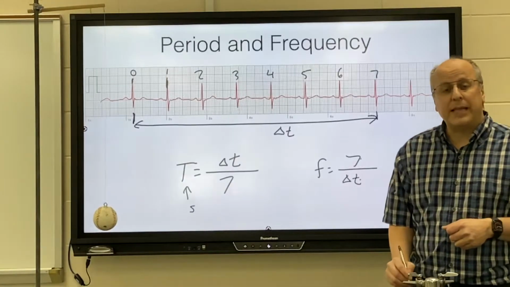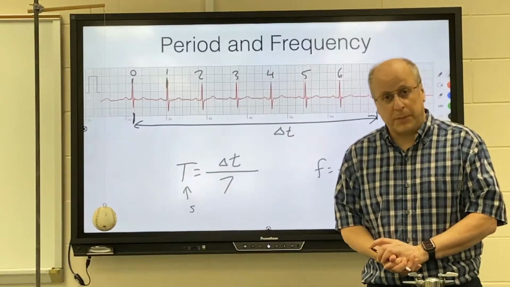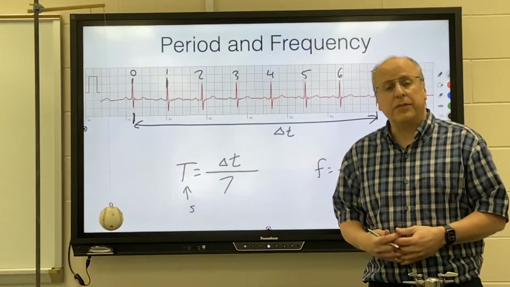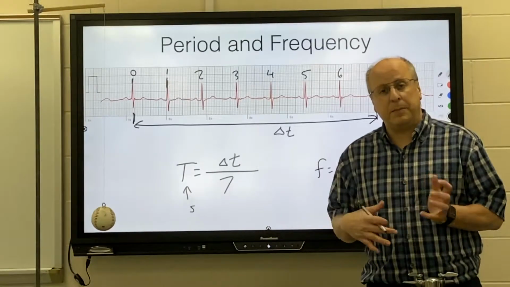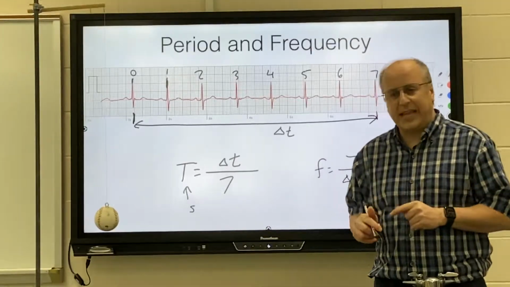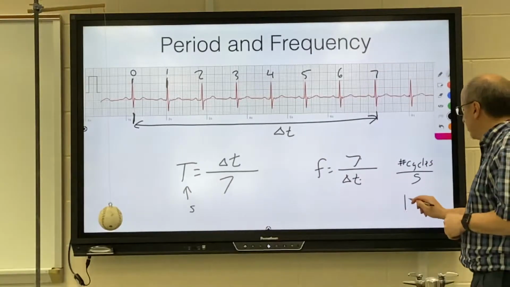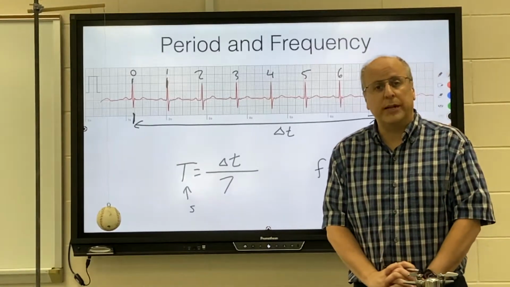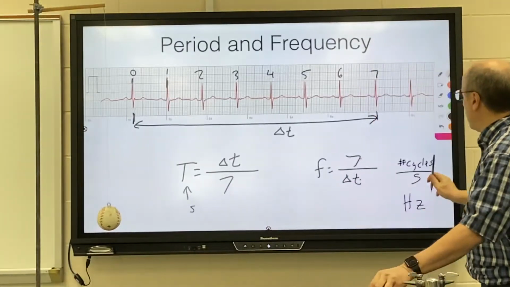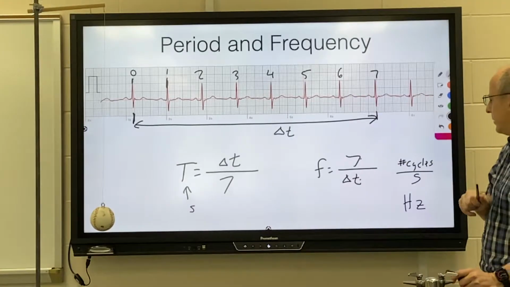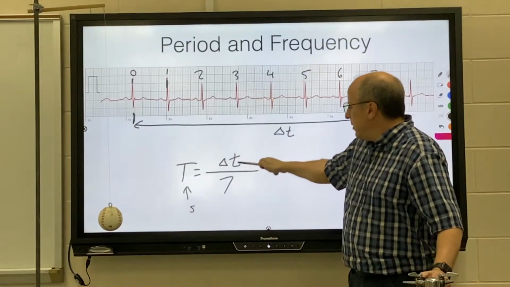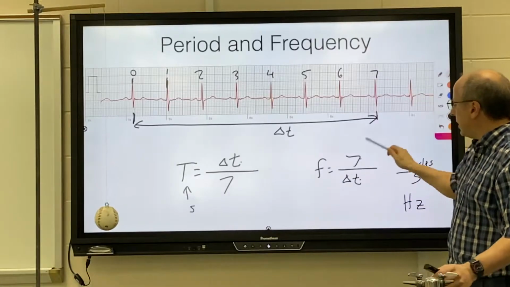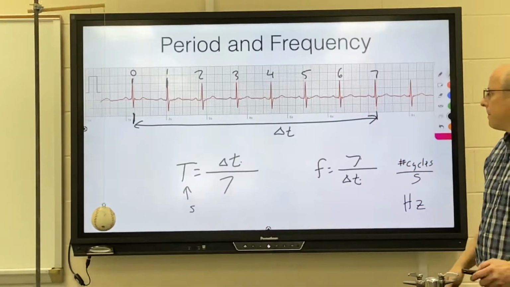Sometimes you'll multiply that by 60 to get cycles per minute. So in the medical field, they usually care about how many beats per minute there are. But that's not the standard. The standard is cycles per second, and that is usually referred to by the unit hertz. Okay? So period and frequency. Time over cycles, cycles over time.